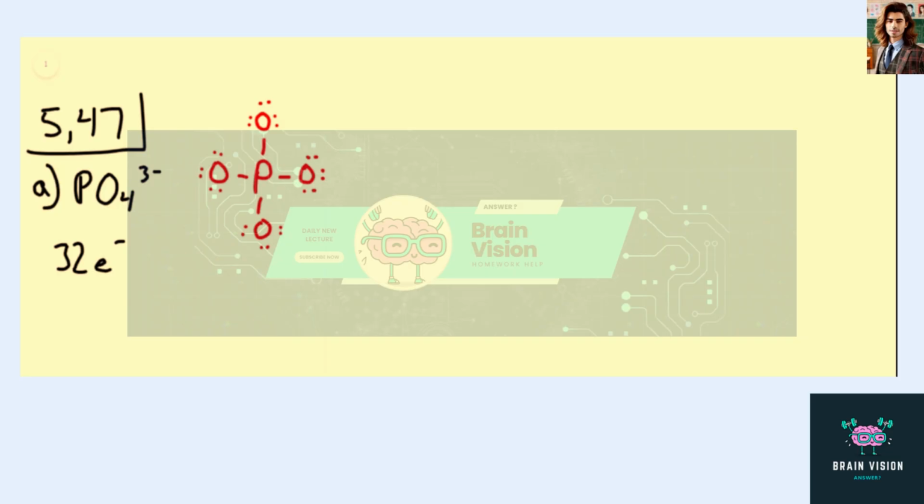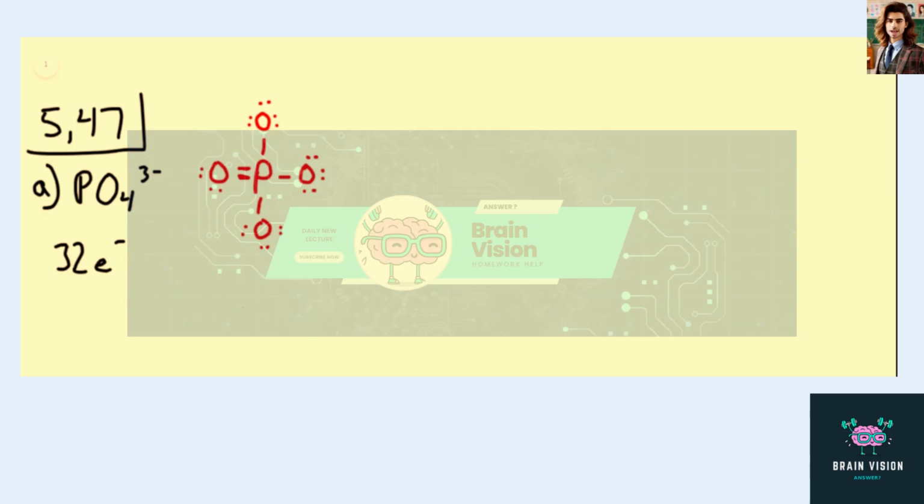However, the formal charge on each of these oxygens would be -1, and the formal charge on phosphorus would be +1. So we can minimize this formal charge a little bit if we have one oxygen share 2 of their electrons with the phosphorus. So this is what they mean in the problem when they say expand the octet as necessary. So we're now giving phosphorus 10 electrons.